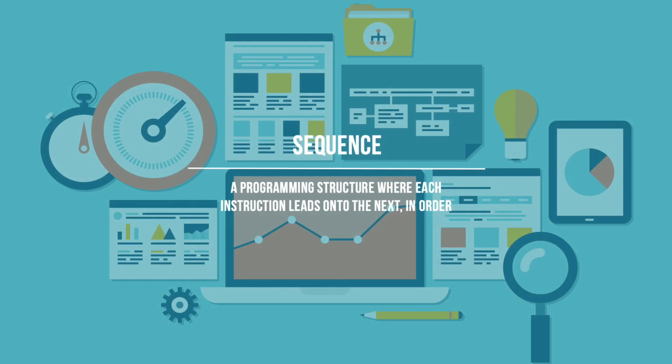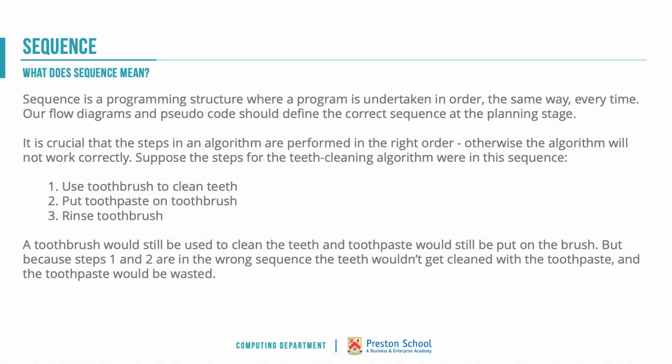So sequence is nice and straightforward. Every instruction always takes place in the same order. We always run line number one, we always run line number two, and then we always run line number three. Sequencing is probably the most commonly used programming construct. It is the construct where every instruction always takes place in the same order, regardless of what's previously happened.